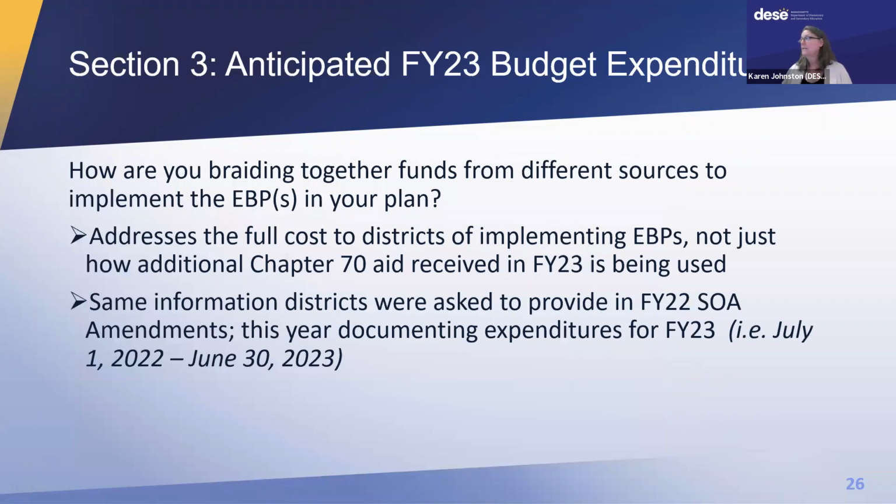So moving on to the budget section, anticipated FY23 budget expenditures. This again is similar to what districts did last year. We're going to ask you, how are you braiding together funds from different sources to implement the EBPs in your plan? We're asking you here to address the full cost of implementing an EBP and not simply to tell us how the additional Chapter 70 aid that you received in FY23 is being used.